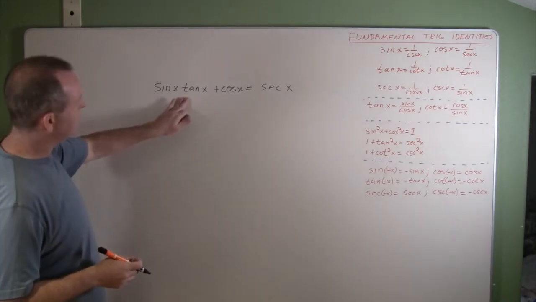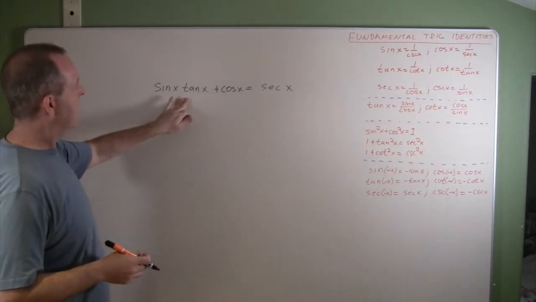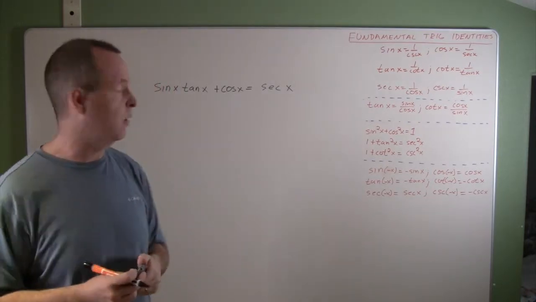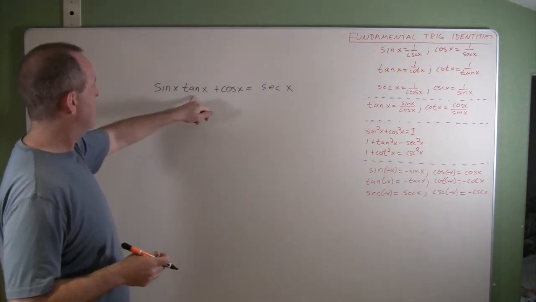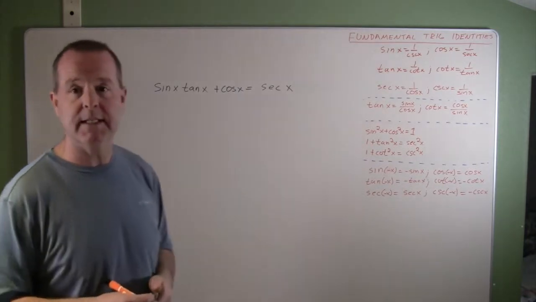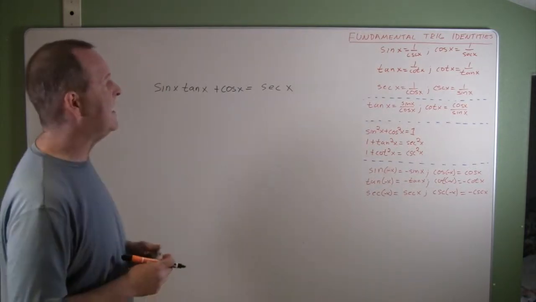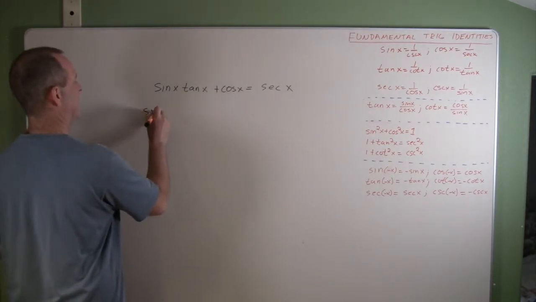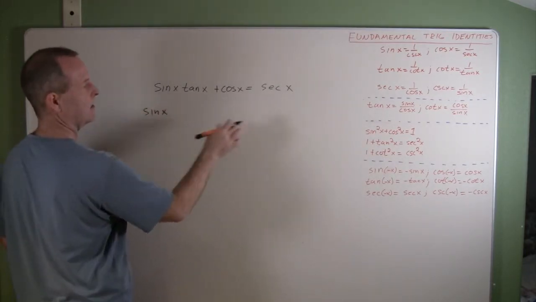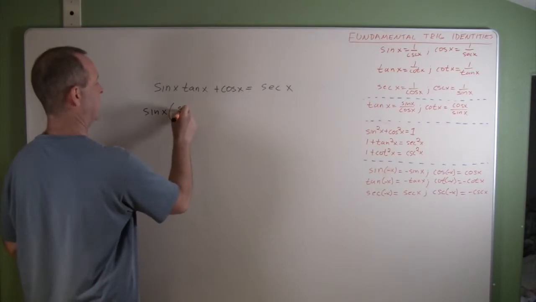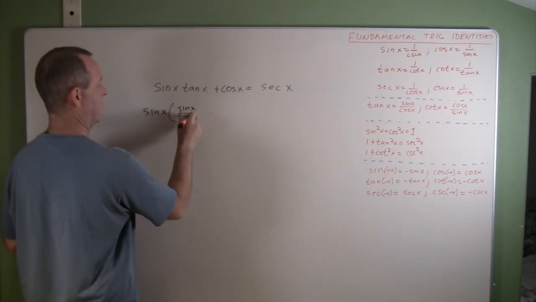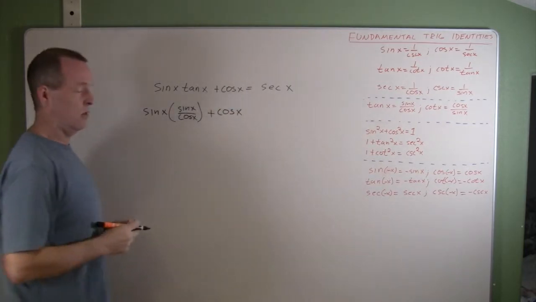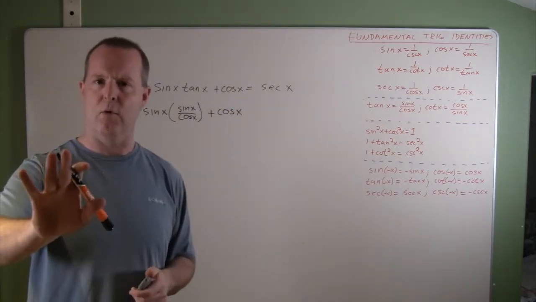So what we're going to try to do is look for some different tools that we have over here in red that may help us move forward a little bit. So first of all, let's look at this tangent of x and see if I can use an identity for that tangent of x. So I have sine of x. Tangent of x is also the sine of x over the cosine of x plus cosine of x.